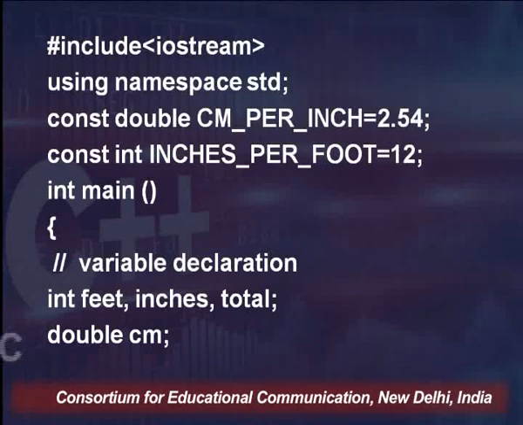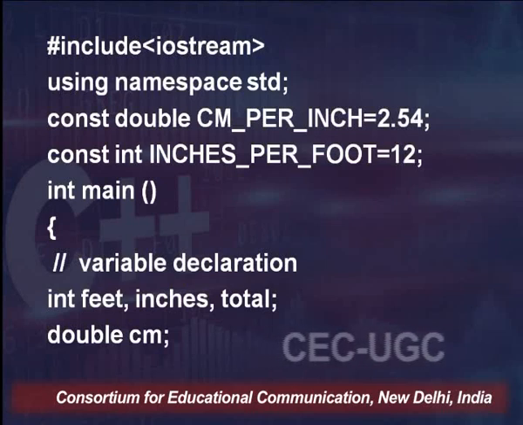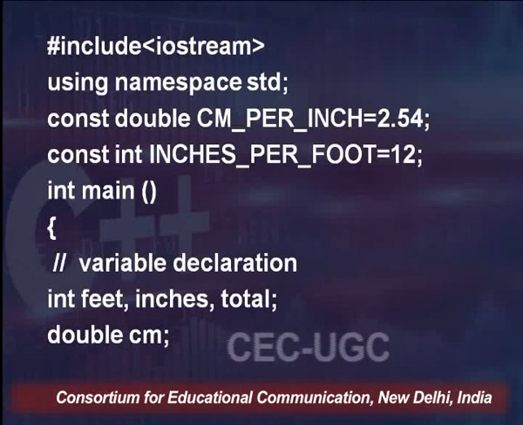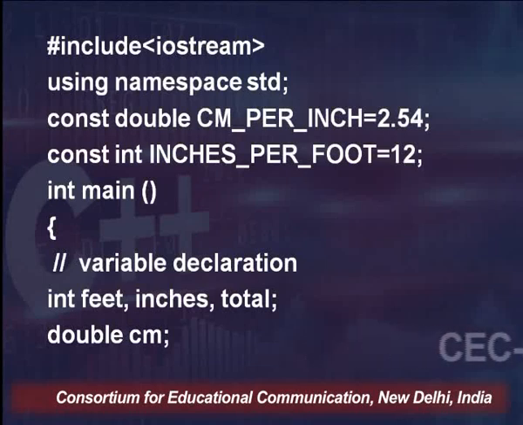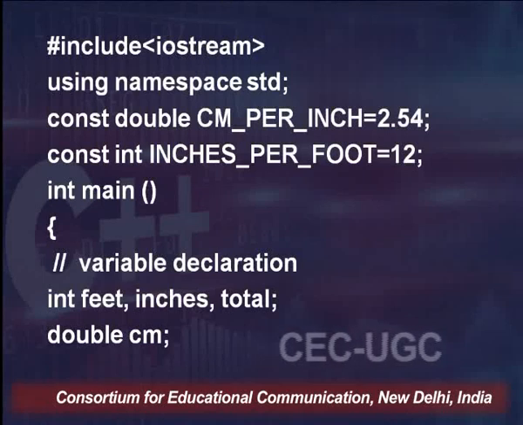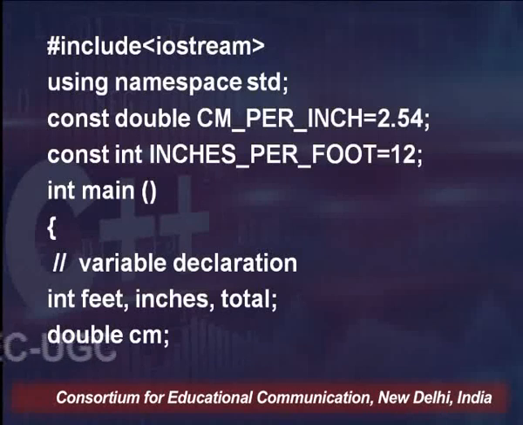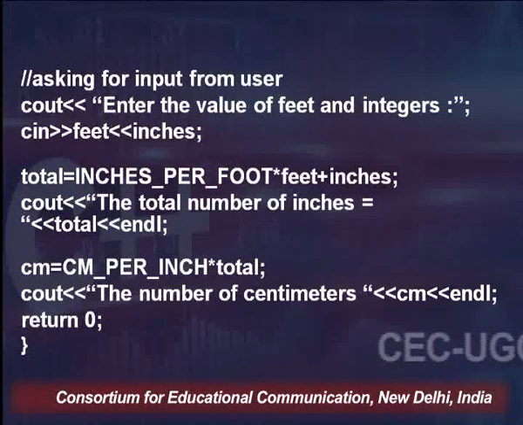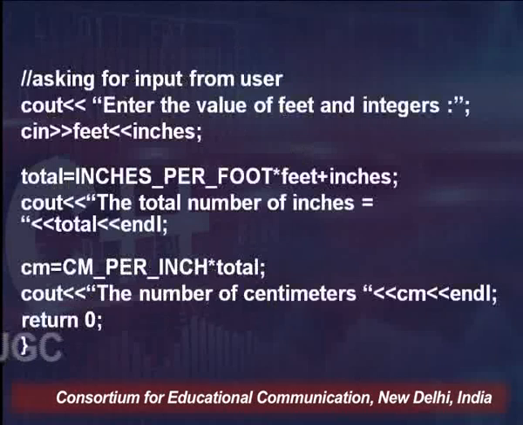And within the main, let us begin with the variable declaration. So variable declaration I have written as a single line comment. That means it's not for the compiler, it's just for the users as reference. So in the variable declaration section, three variables as discussed earlier, int feet, inches, and total, are declared by int feet comma inches comma total, and another variable which is of type double is declared with the name cm. And the significance of all these variables we have already covered.